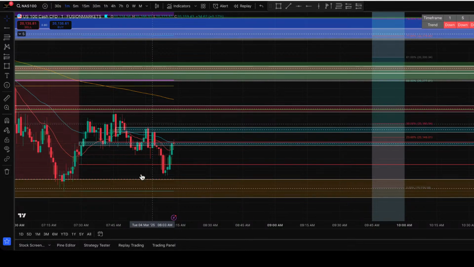This goes to show you the manipulation, that there's no point. There's no reason for the market to be up here back at this fair value gap if it wants to drop.